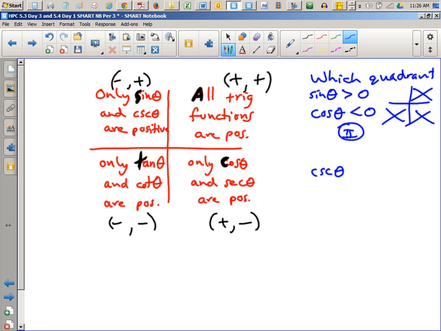Okay? How about this one? Cosecant of theta is greater than 0. Cotangent of theta is less than 0. A little bit harder when you look at it that way.